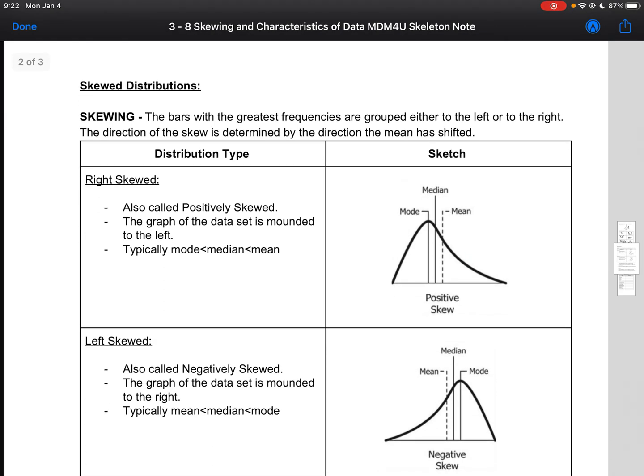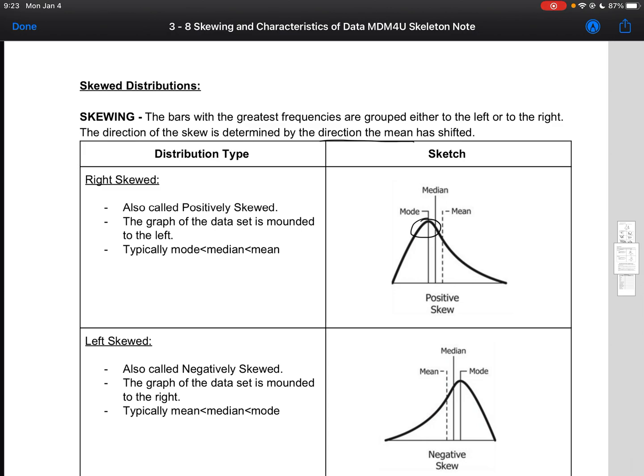Some distributions are skewed, and where you have the bars with the greatest frequency are grouped either to the left or the right. The direction of the skew is determined by the direction the mean has shifted. So the first example here is right skewed, where the frequencies are clustered to the left. Sometimes this is also called positively skewed. And typically the mode is less than the median, is less than the mean.